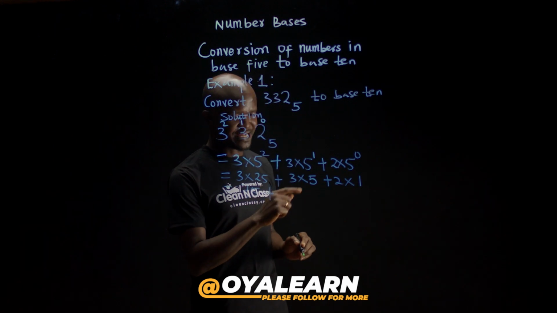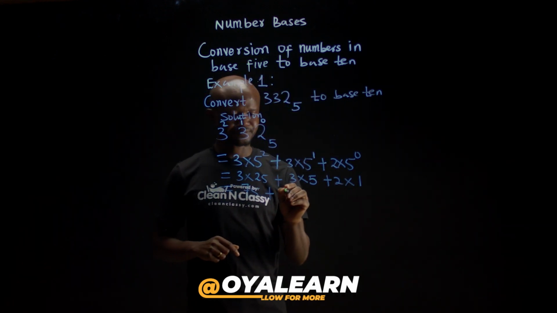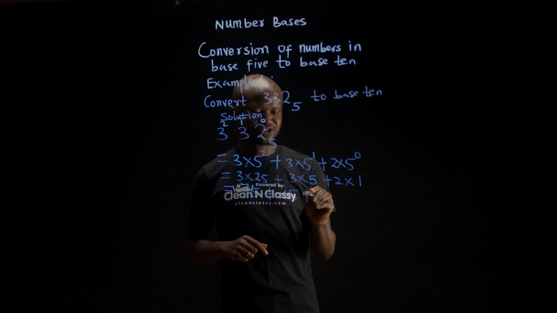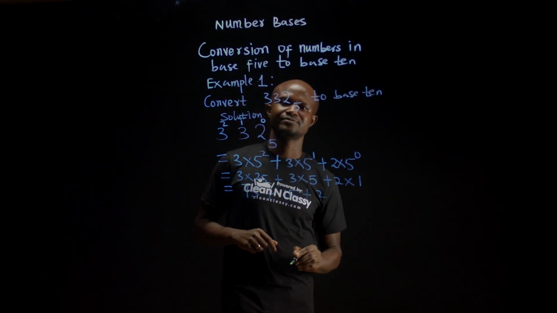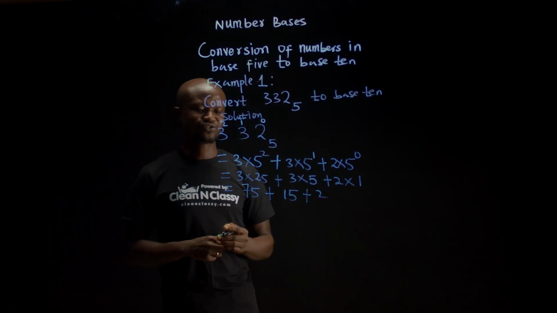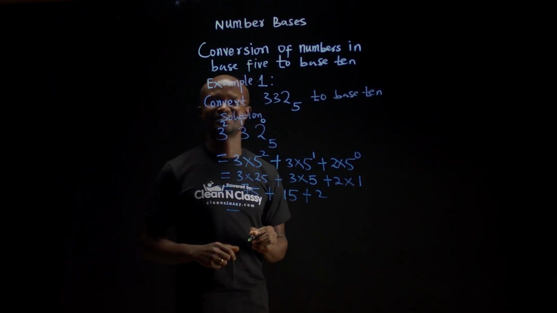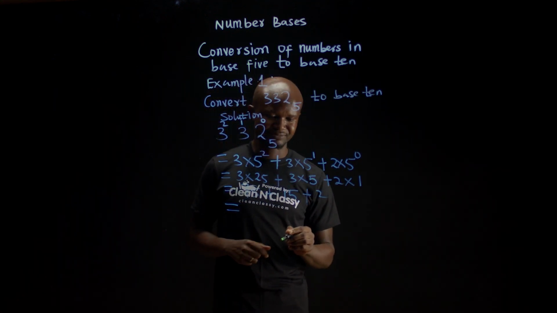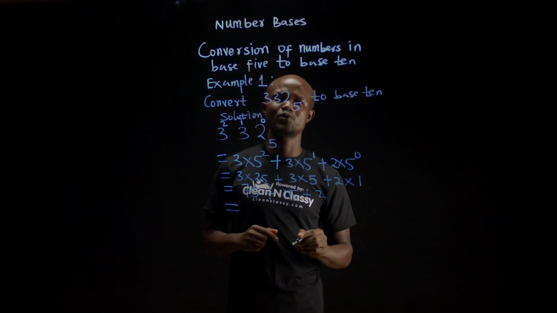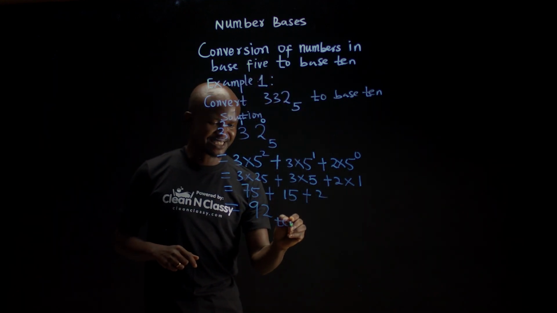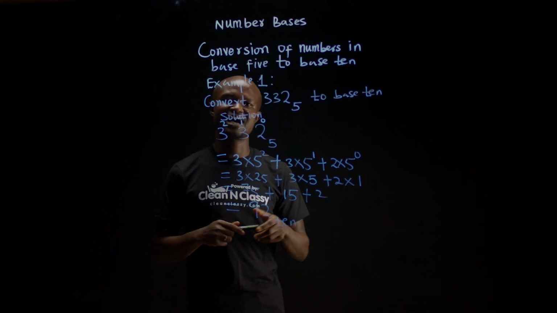Plus 3 times 5, what do we have? 15. Then plus 2. Now we can now add together. 75 plus 15, that is 90. Then 90 plus 2, what do we have? 92. Base 10. That is the answer to the question.